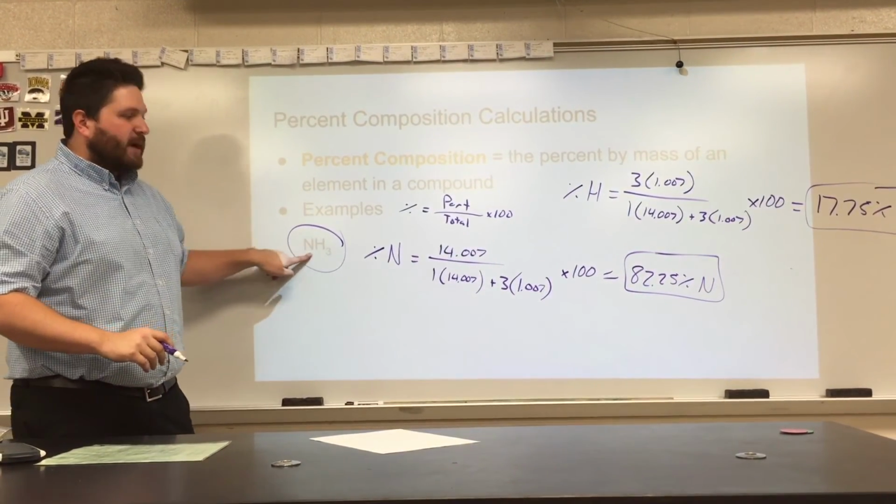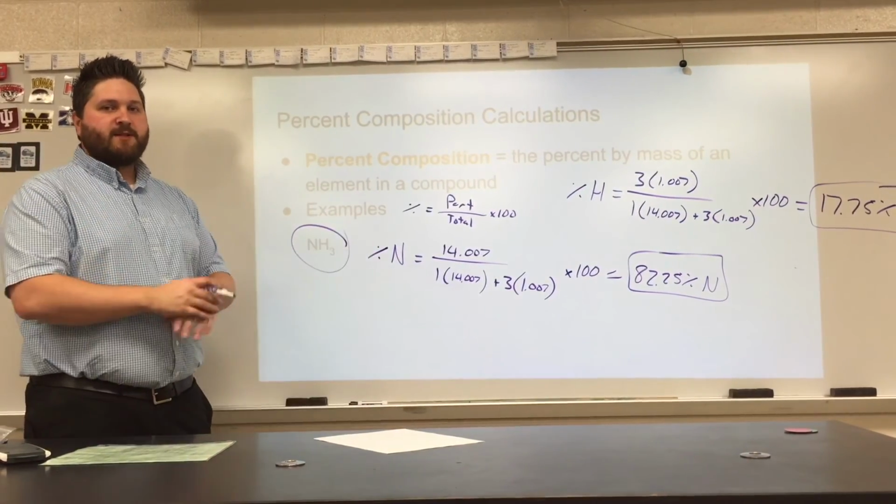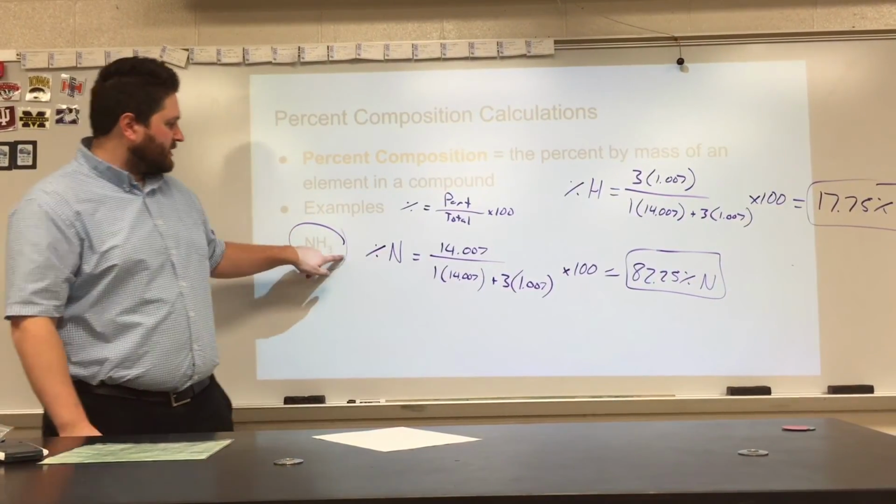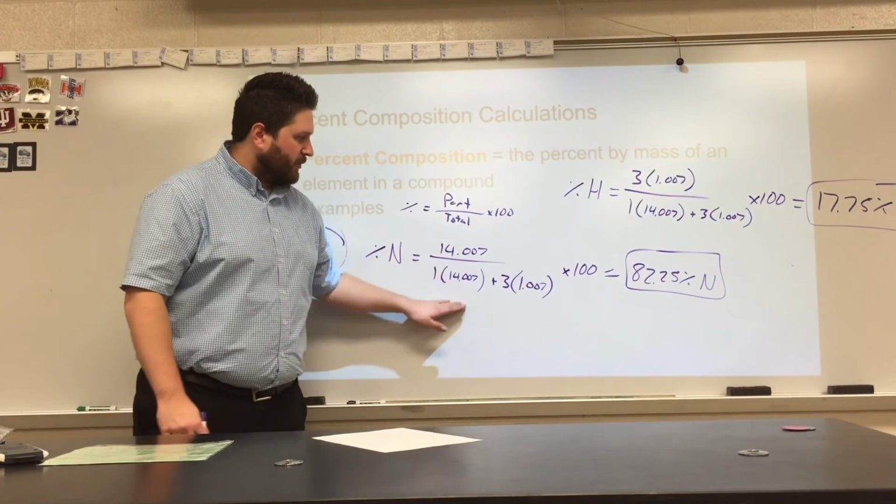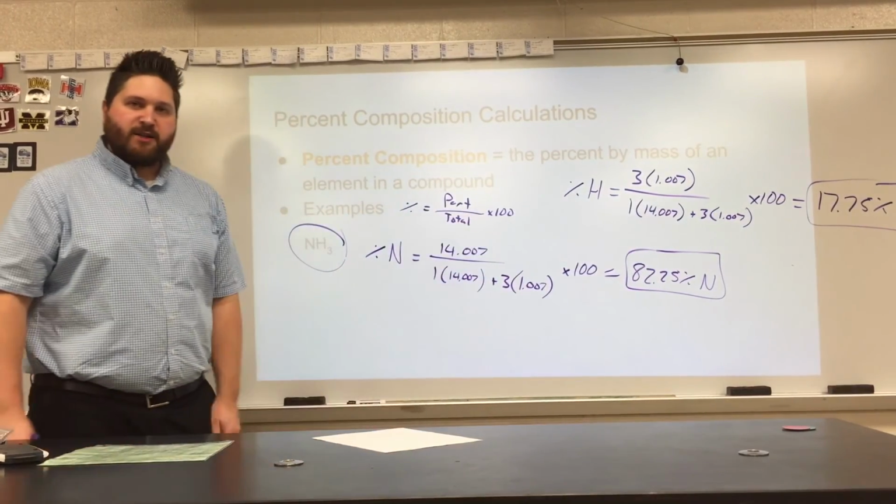These compounds can get more complex. Obviously, we're talking about polyatomics, but it all is the same process. What's the part you're looking for? What's the total mass? Multiply it by 100 and get your percent.